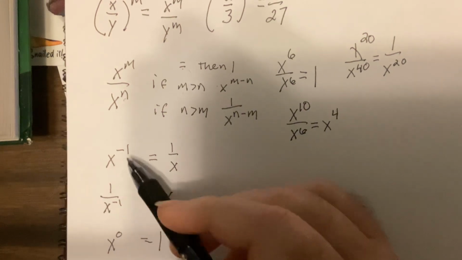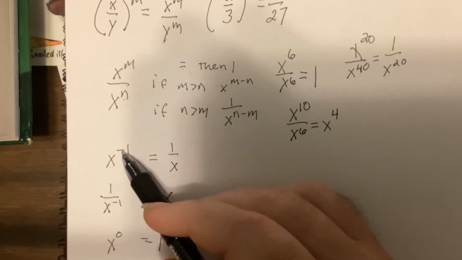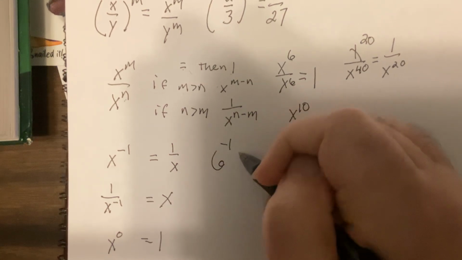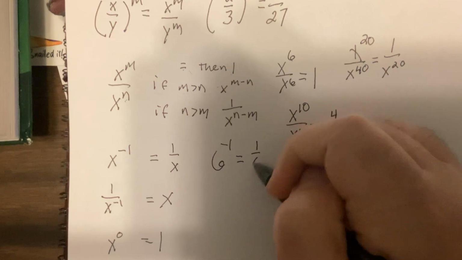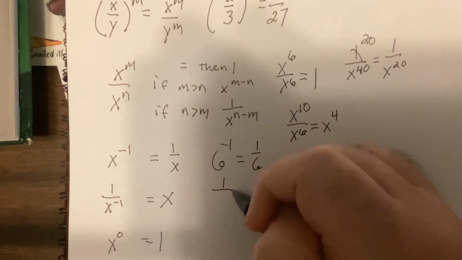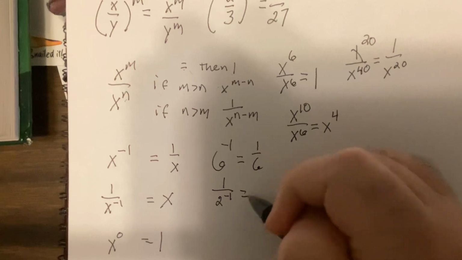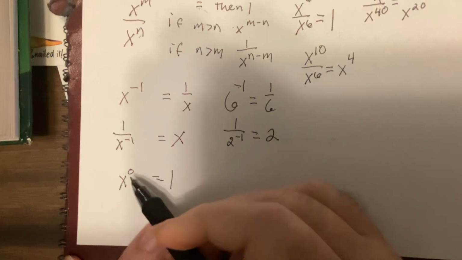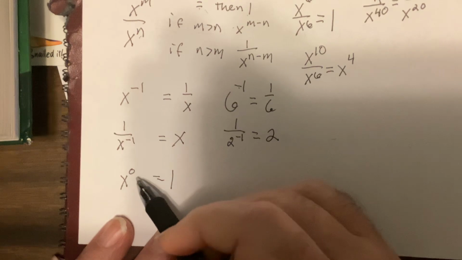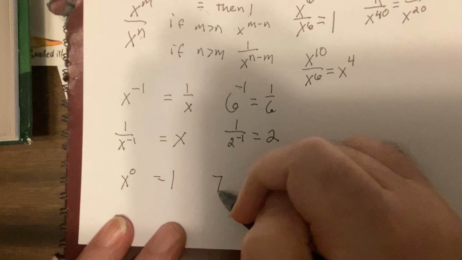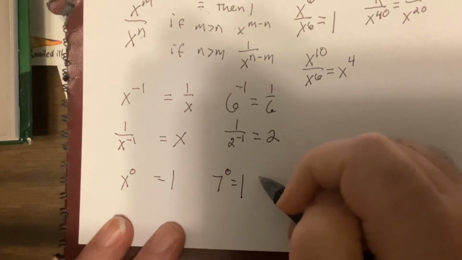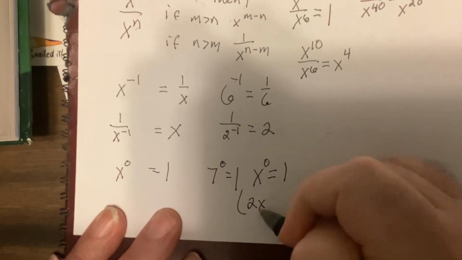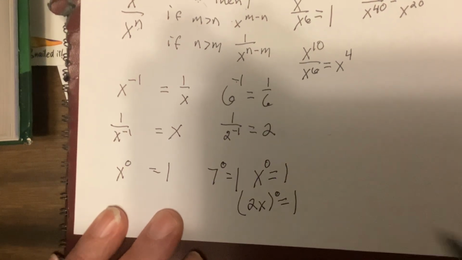Then we have the negative power. Negative power just means at some point you have to take the reciprocal. So 6 to the negative 1 is 1/6. 1 over 2 to the negative 1 is 2. So you just flip it. And the last one: anything but 0 to the 0 power is 1. So 7 to the 0 is 1, x to the 0 is 1, 2x in parentheses to 0 is 1.